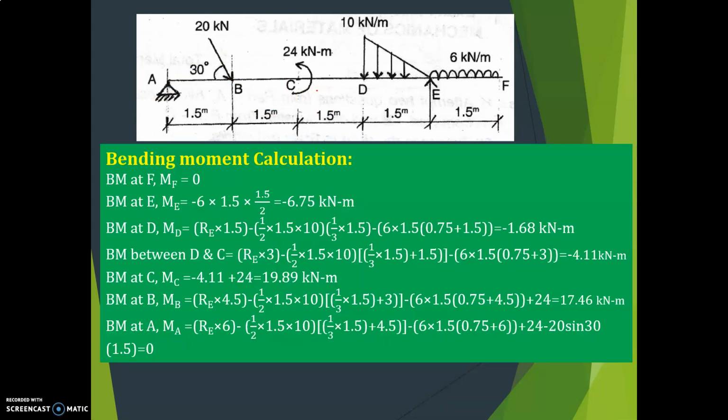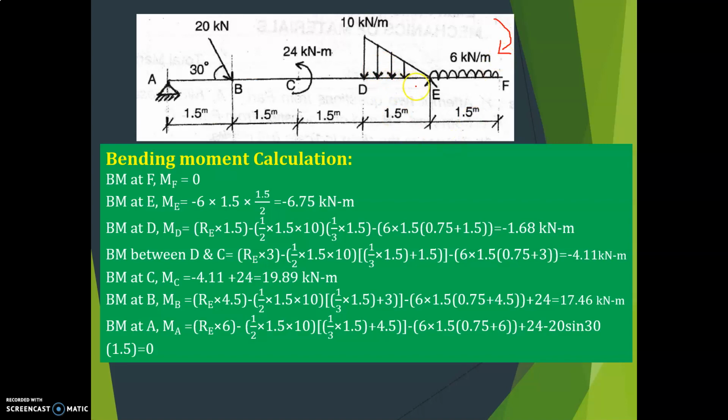Then we'll calculate bending moment. How to do the bending moment calculation? At F, the bending moment is equal to 0. Then at E, till here you have to consider now, what is that? This is moving like this, that is minus, so minus 6 into 1.5 into half of 1.5, that is 0.75. So 6 into 1.5 into 0.75, you get minus 6.75. Direction is like this, that's why minus.